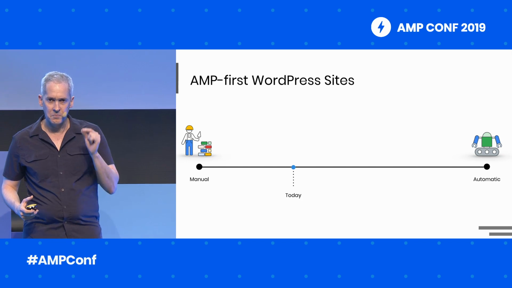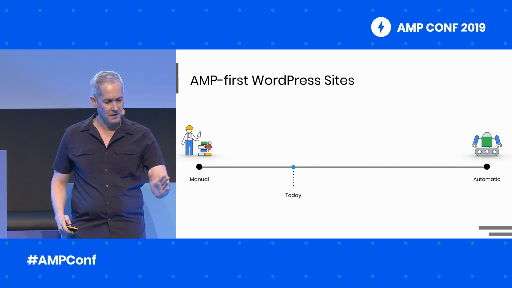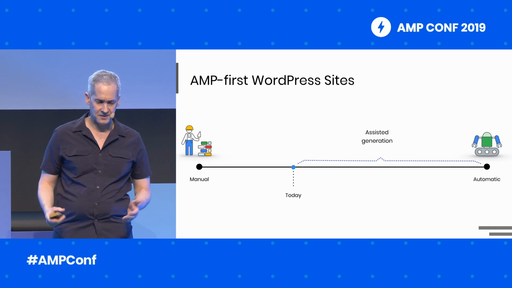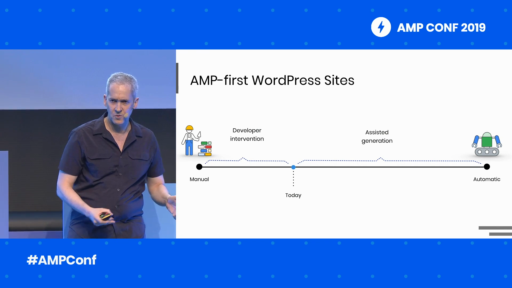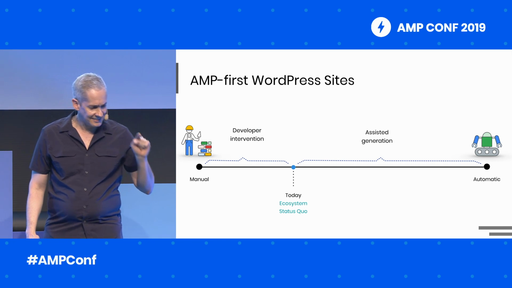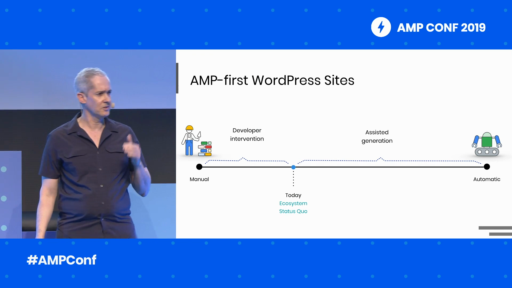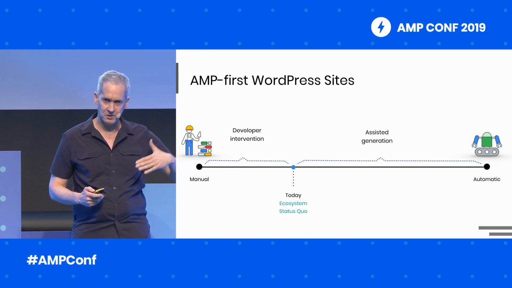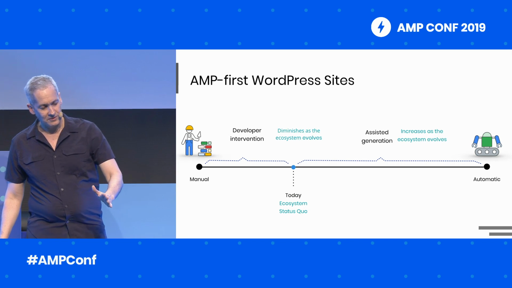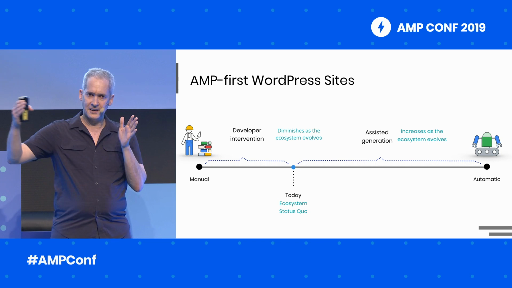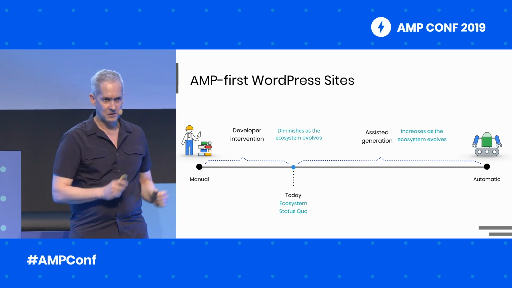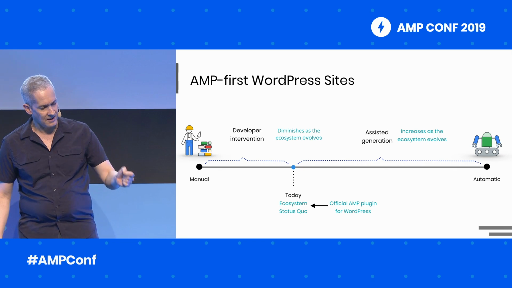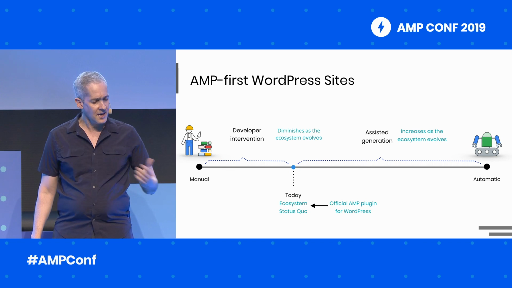Now, the reality of what is possible today is a balance point somewhere in that spectrum where a lot of the process can be automatically generated, and there is still part of the process that requires developer intervention. Now, the exact location of that point depends on the status of the ecosystem with respect to AMP compatibility. And as the ecosystem evolves with time, that balance point is going to move further and further to maximizing automation and minimizing developer intervention.